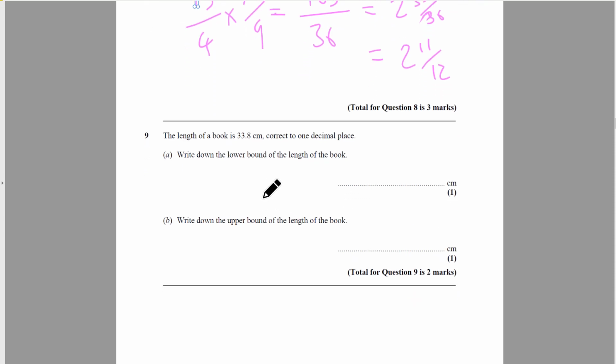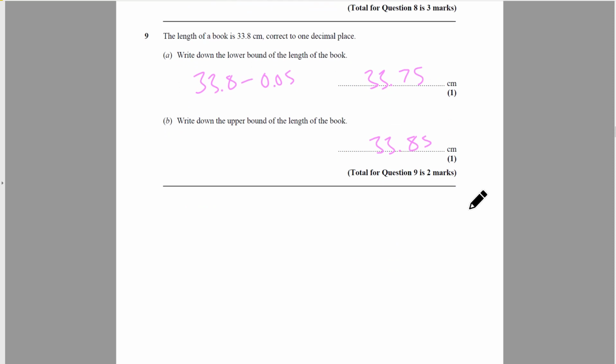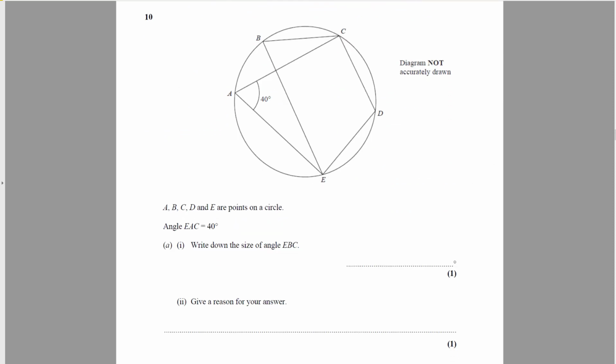To 1 decimal place, so the lower bound is going to be 33.8 minus 0.05. That's 33.75. The upper bound is going to be 33.85. Nice easy marks there. Question 10.